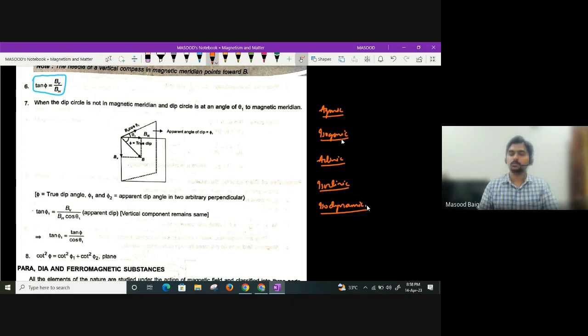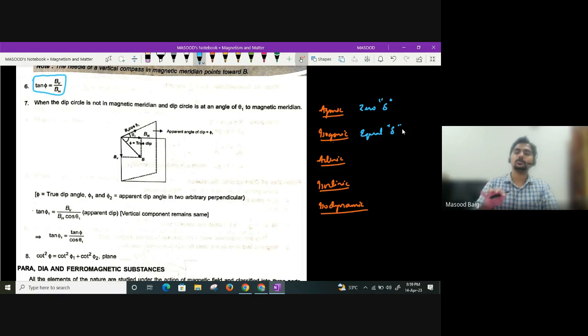Can you please tell what are agonic lines? A usually stands for zero, guys. They are the lines joining points of zero angle of declination, right? What are isogonic lines? Iso means same. They join the points of equal angle of declination.